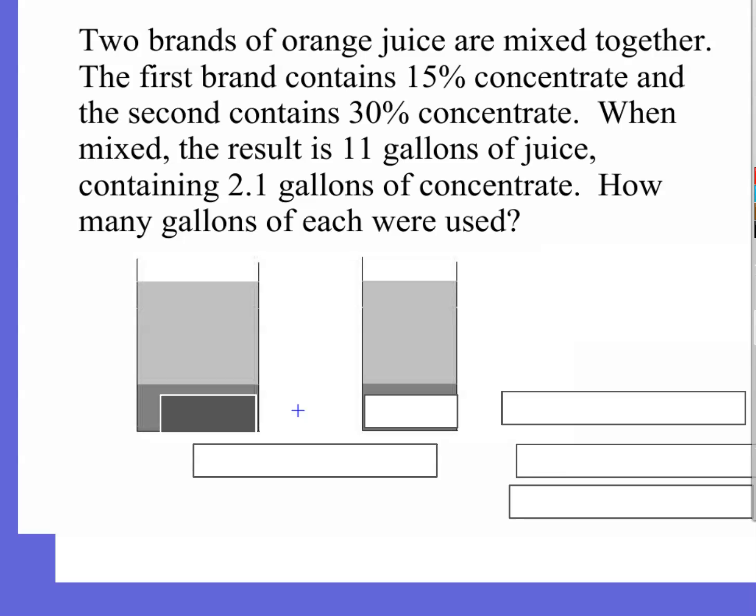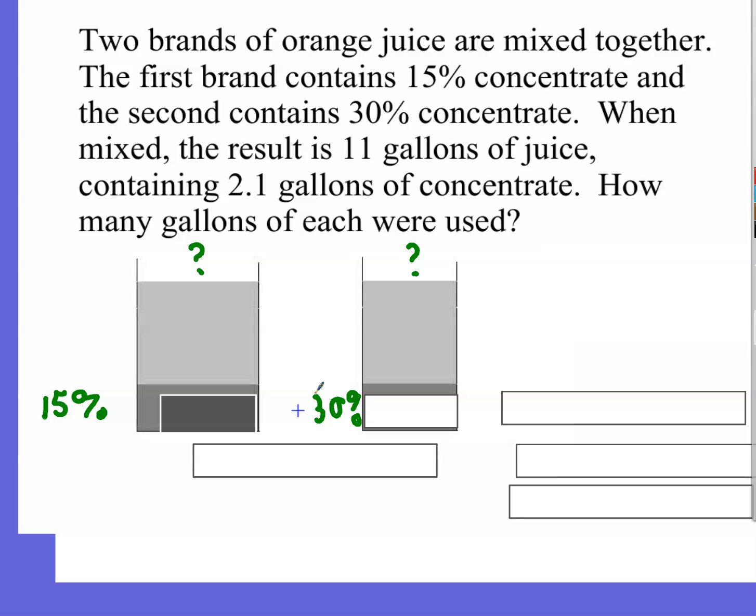So let's look at another one here. I've got 2 brands of orange juice. I don't know how much of each I've got, but I do know that one of them is 15% concentrate, and the other one is 30% concentrate. And when I mix them together, I'm supposed to get a total of 11 gallons of juice, and I want to make sure I've got 2.1 gallons of concentrate in it. Well, how many gallons of each do I use?